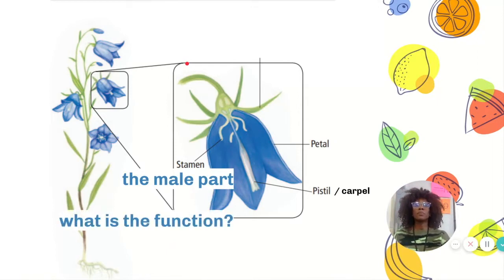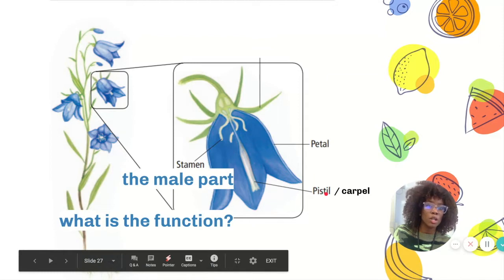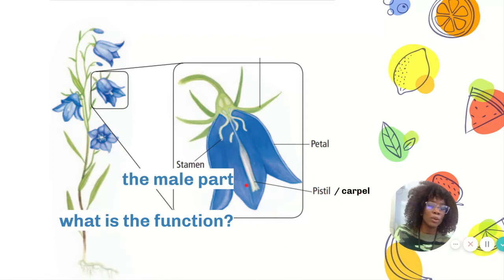So this is a picture of a flower, okay? So we have some things that are labeled. We have the stamen that is labeled. We have the petal that is labeled. And then we have what's called the pistil, which is also known as the carpel, that is labeled. And we're going to go through those parts. So we've already talked about the petal. The petal's job is to attract insects and animals and allow them to move pollen from flower to flower.